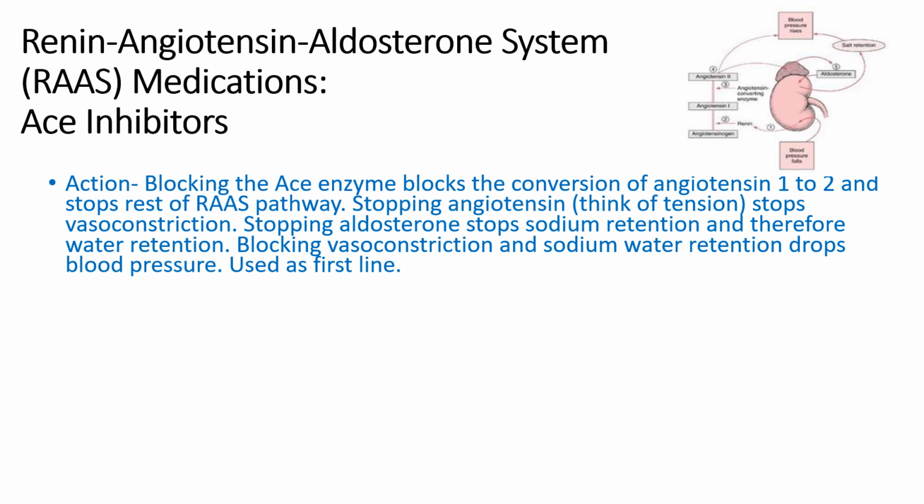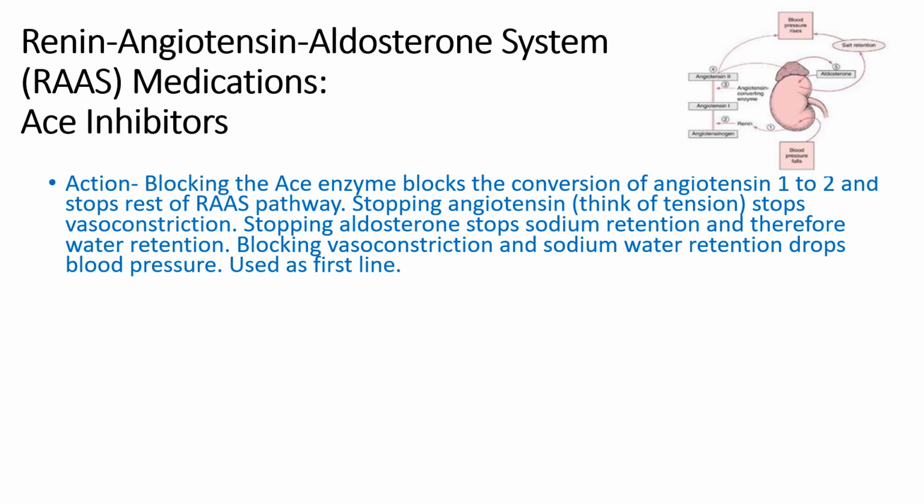So let's keep looking here. If we stop angiotensin, here's another trick. Angiotensin to me sounds like tension. So think of stopping tension in the vascular system. Well, then that would stop vasoconstriction. And then we already talked about how aldosterone causes sodium retainment and water retainment. So if we stop aldosterone, that stops sodium retention and therefore water retention as well.